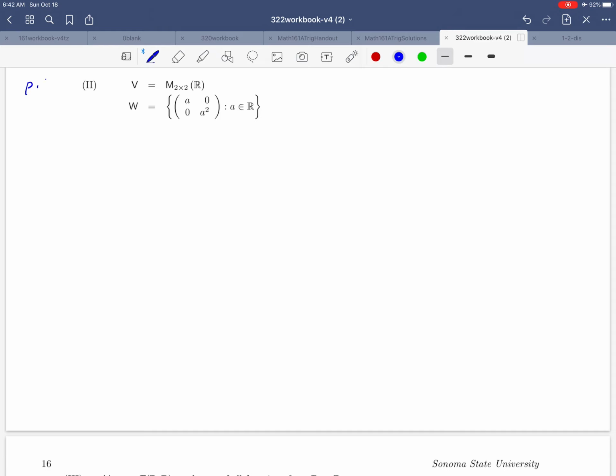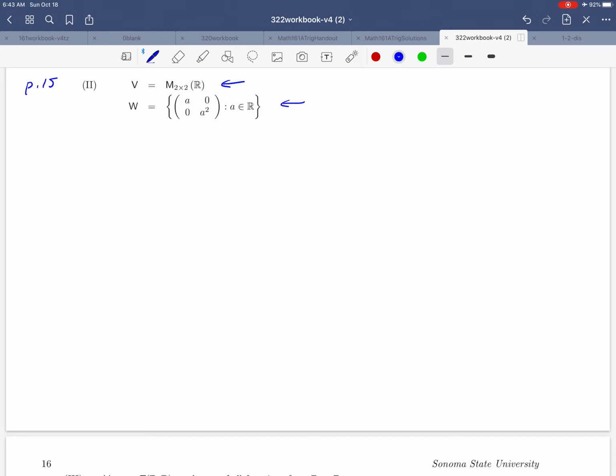We're still looking at page 15 of the workbook. And just to remind you of the instructions here, they're giving us a vector space, V, which in this case is the set of 2 by 2 matrices, and they're asking us whether or not this subset W is a subspace of V. Okay, so as we think about this, let's first think about what the set W is.